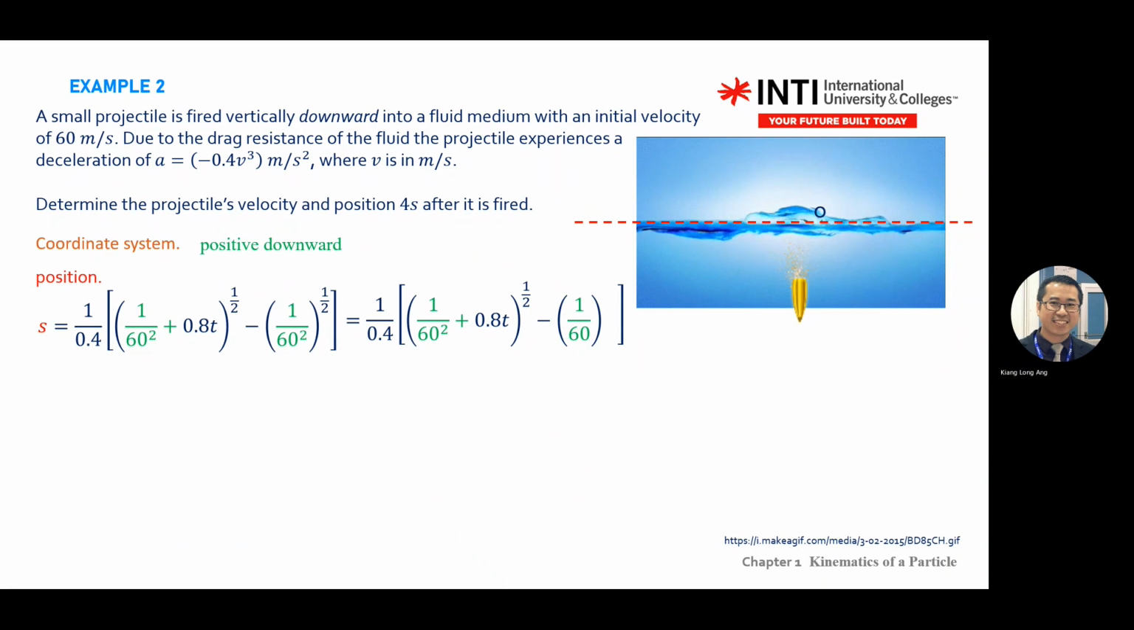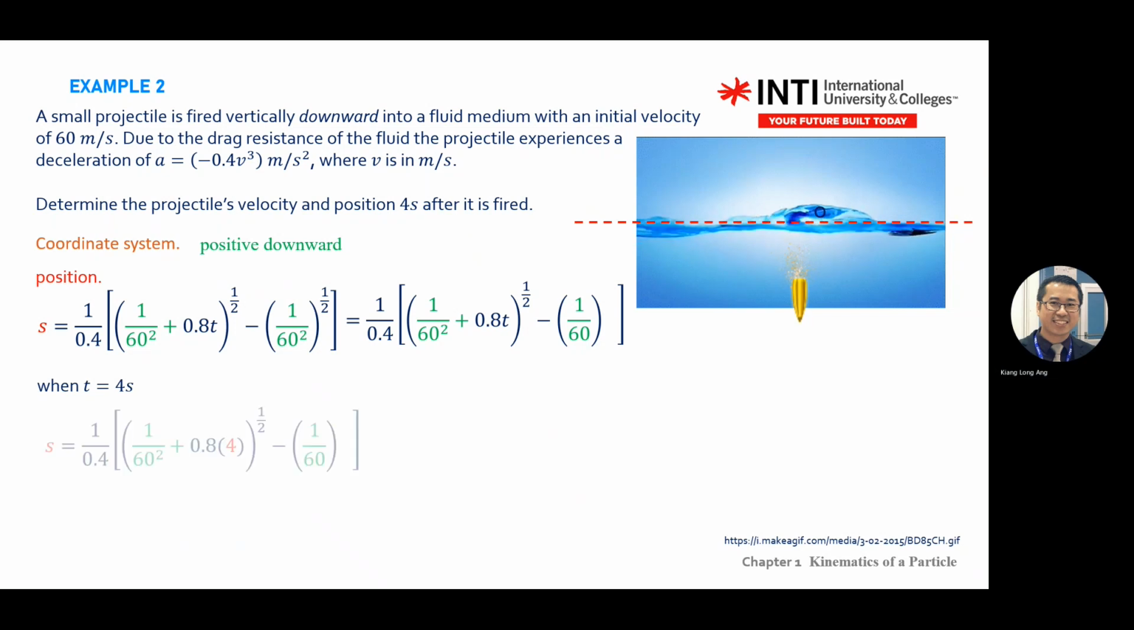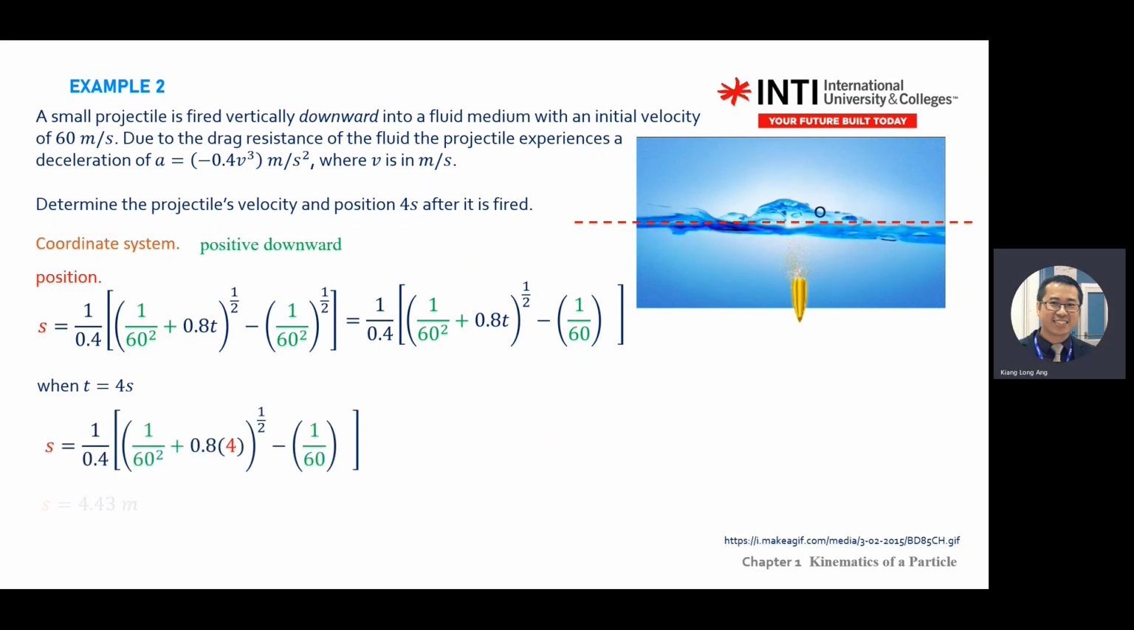When t equals 4, you substitute the value there. The value is 4.43 meter. Okay, now go home and polish your integration and differentiation skill. Right? Sometimes it's not that you don't understand the question. You get stuck at the integration and differentiation steps. Okay, go and polish. All right.